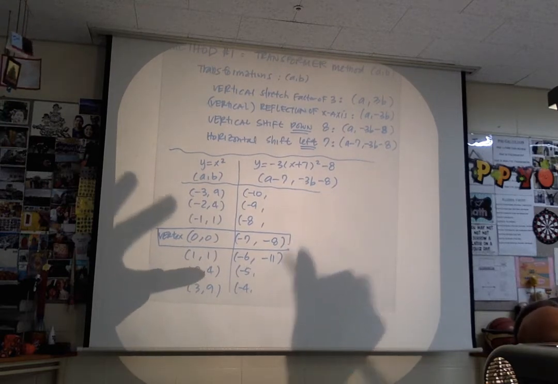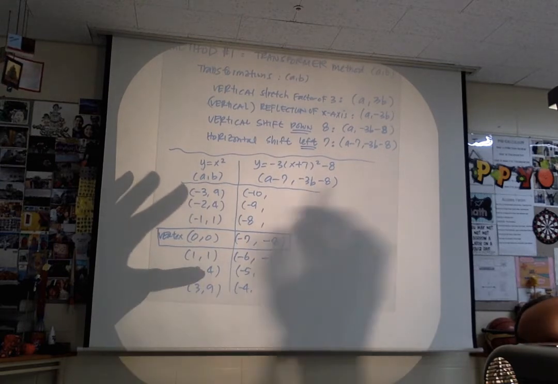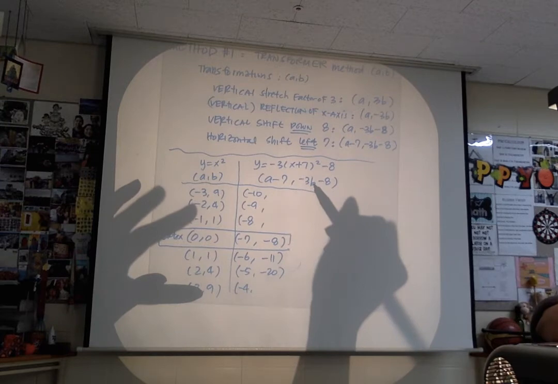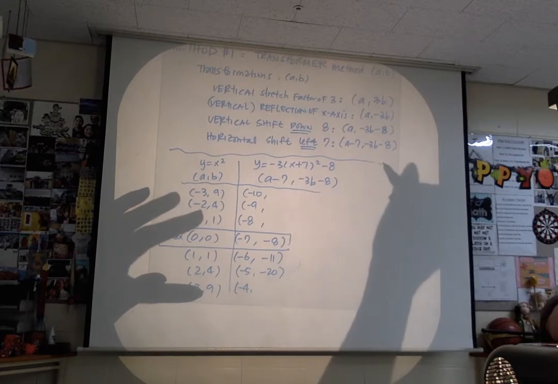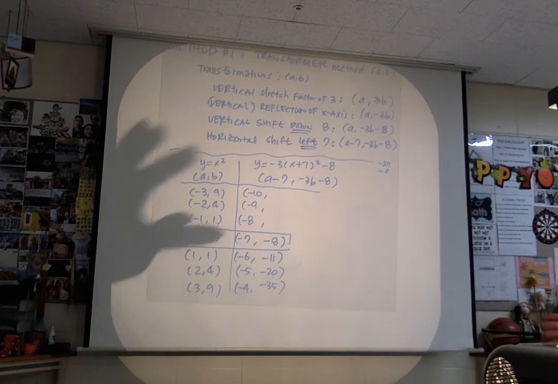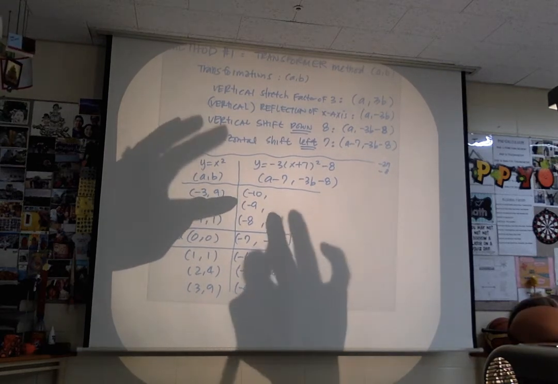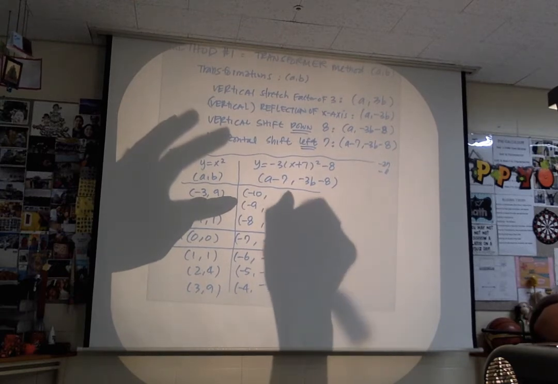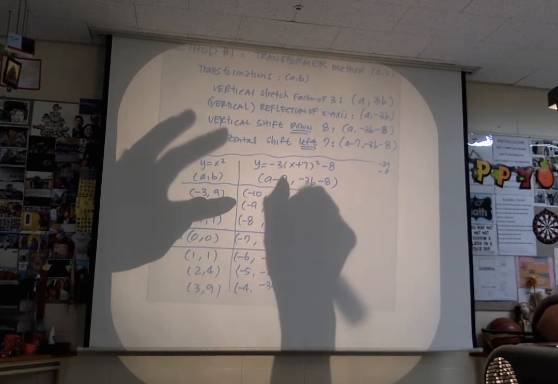How about here? 4 times negative 3 is negative 12, minus 8 is negative 20. How about here? 9 times negative 3 is negative 27, minus 8 is going to be negative 35. All right, let's try this guy. It should be negative 11 here too, right? Because they're symmetric. Negative 11, negative 20, and negative 35.